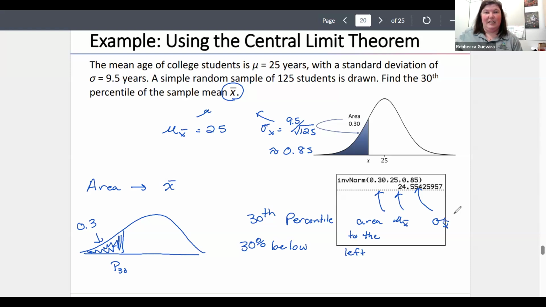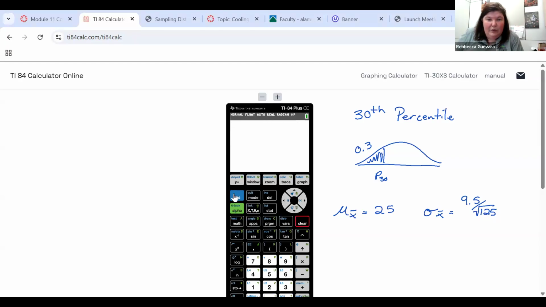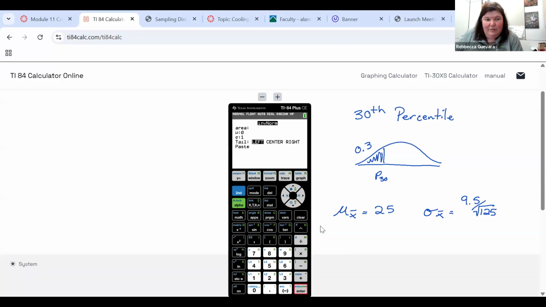All right, so I'm going to take this to the TI-84. We're going to go to second and vars, the distributions again, but this time we're going to number 3. And remember, we're just keeping everything area to the left. So the area to the left is 0.3. The mean of my distribution is 25, and the standard deviation is 9.5 divided by second X bar, so we get the square root of 125. So I get a very exact answer here.